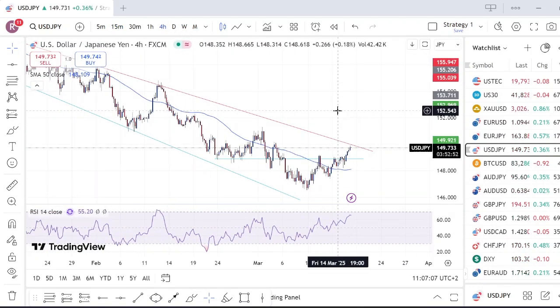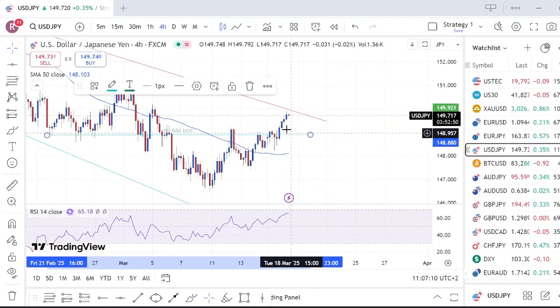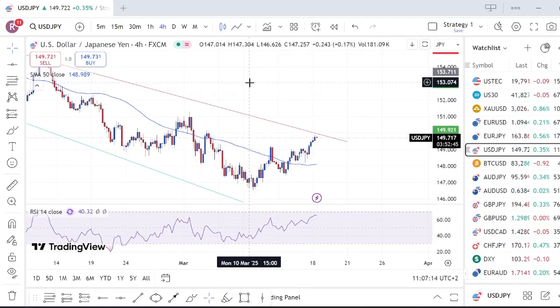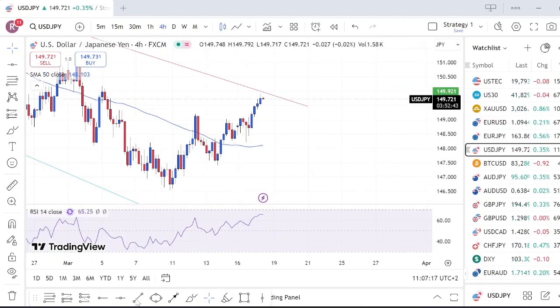USD JPY, very much bullish at the moment. This is becoming an invalidated trend line. Very much bullish, but still trading within a bearish channel. Nonetheless, the primary trend on the 4 hour remains bullish.